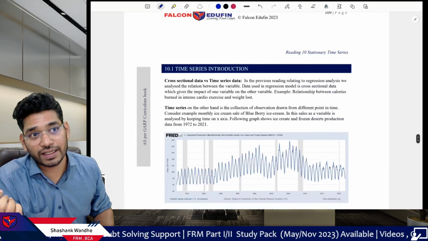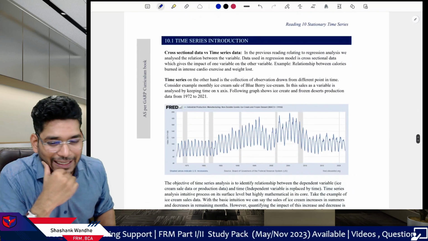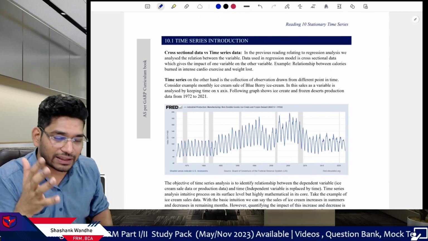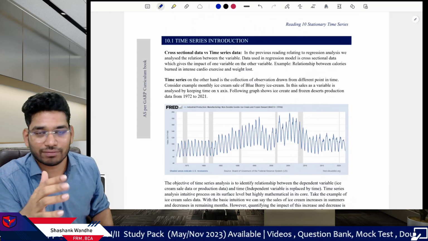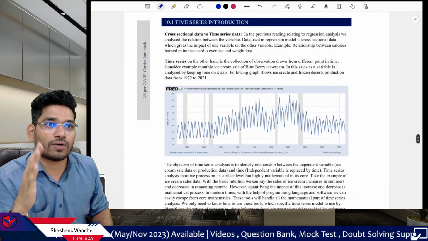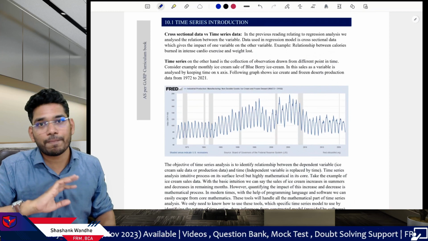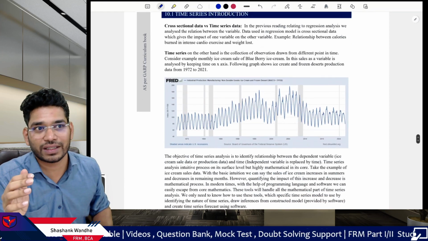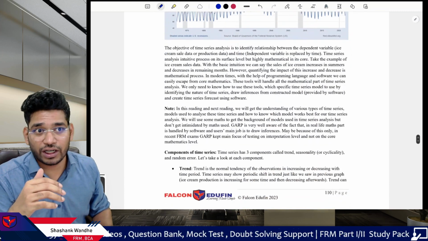Then we have the time series. Time series, I slightly extended this topic compared to what is given in GARP. So understand this topic, read this topic. Obviously you will get a better understanding compared to the actual curriculum or any other book. This topic starts with the introduction: what is the meaning of time series and all?